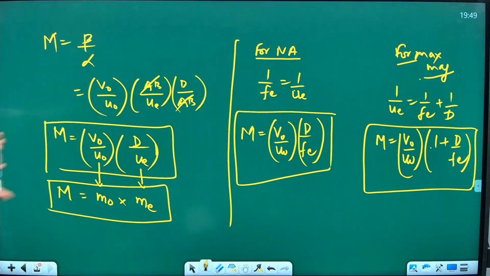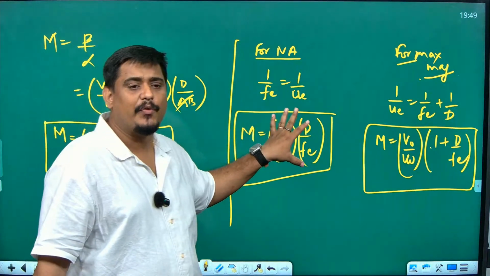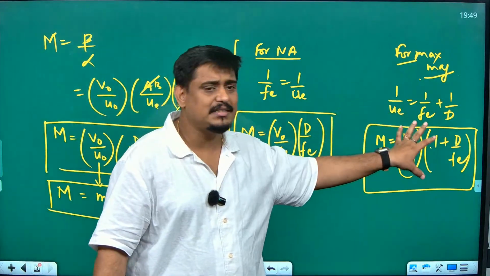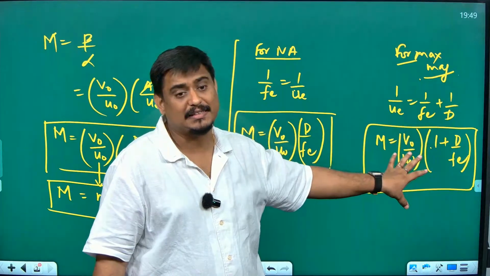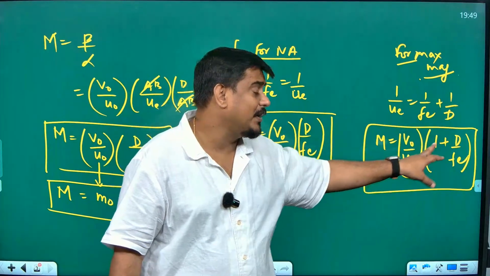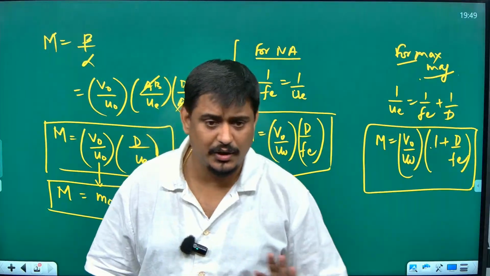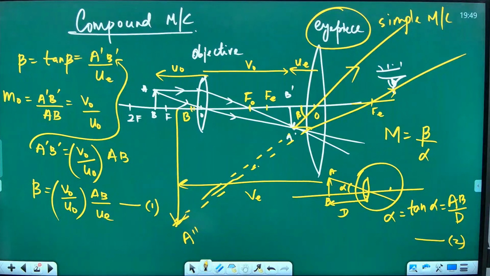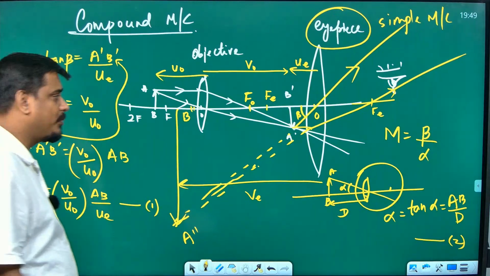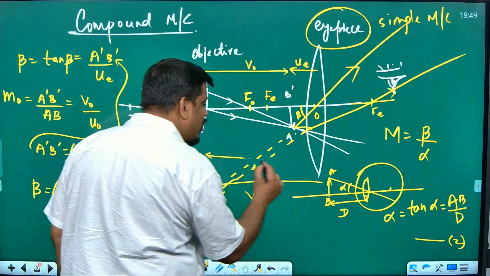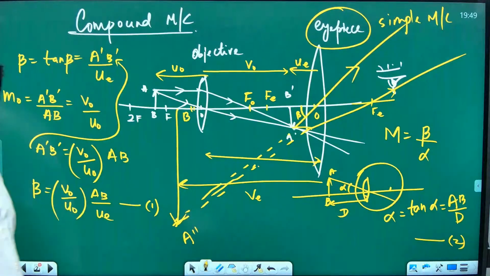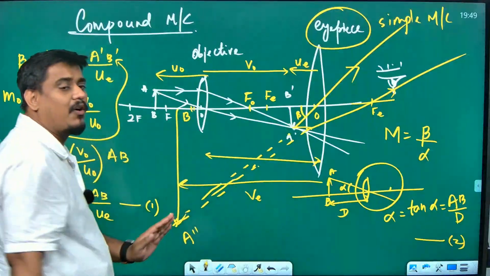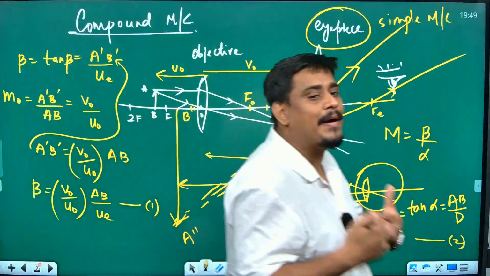So in front of you, you have two formulas. One formula is for compound microscope under normal adjustment, VO by UO into D by Fe. Another formula is for compound microscope in maximum magnification, VO by UO into 1 plus D by Fe. Clear to you? One more term is there, that is called the length of microscope. When I say length of microscope, it means the distance between the objective and the eyepiece.